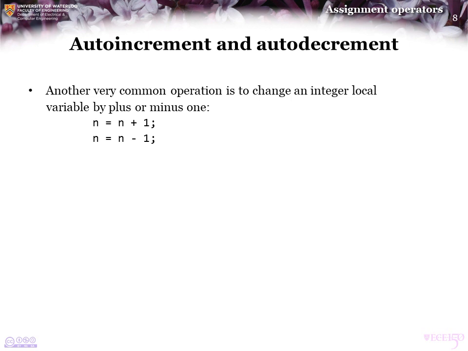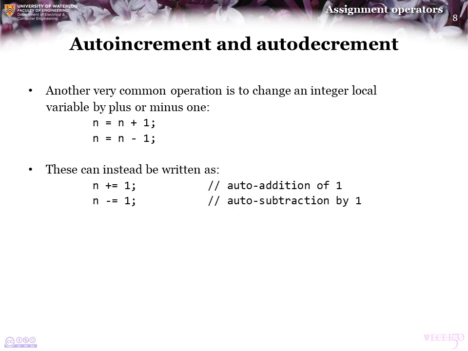Another very common operation in C++ is to change the value of a local variable that is of integer type by either plus or minus 1. So n is assigned the value of n plus 1, or n is assigned the value of n minus 1.